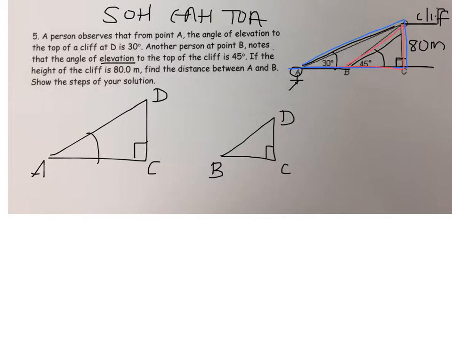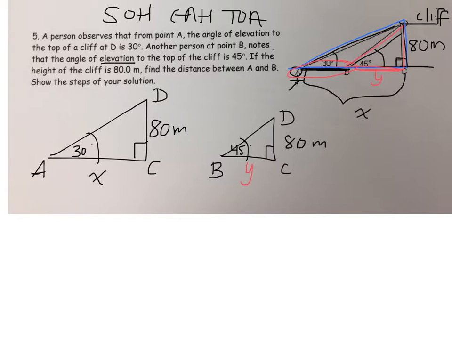Angle A. What's the measure of angle A? 30 degrees. What's the measure of angle B? 45 degrees. And we know the length of DC is what? So this is 80 and this is 80. We needed to find out the length of AB. So if I find the length of AC, the whole thing, let's call that X, and then we find out the length of BC, let's call that Y, can we find out what's missing? If we know the whole thing and we know a piece of it, can we find the distance of AB? Subtract at the end, okay?